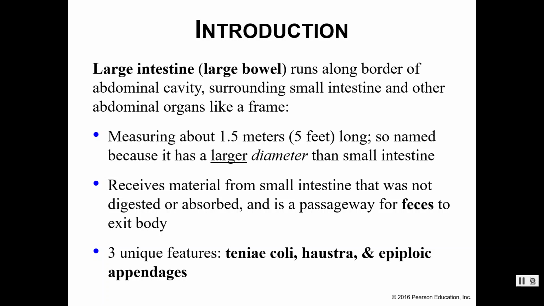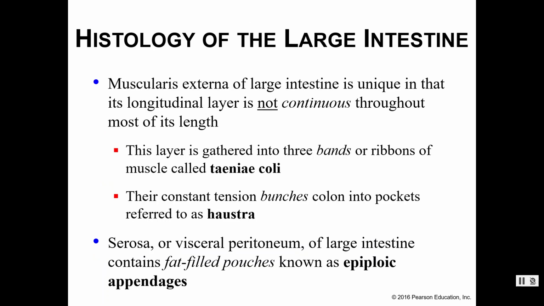We do find 3 unique features of the large intestine. We've got taenia coli, haustra, and epiploic appendages. Now, what are these things? Histologically speaking, the muscularis externa of your large intestine is kind of special because the longitudinal layer is not continuous throughout most of the length of the large intestine, those 5 feet. Instead, we gather this layer into 3 bands, and we call this the taenia coli.